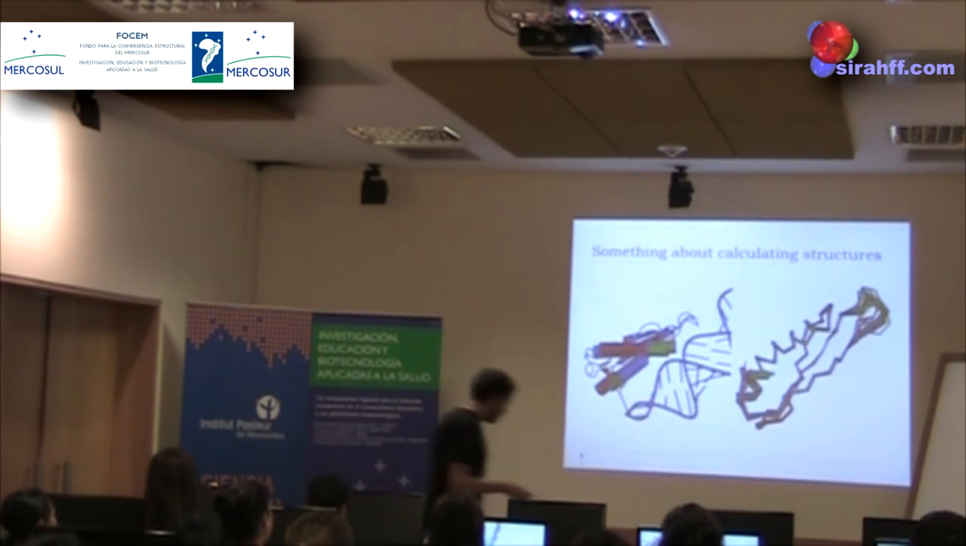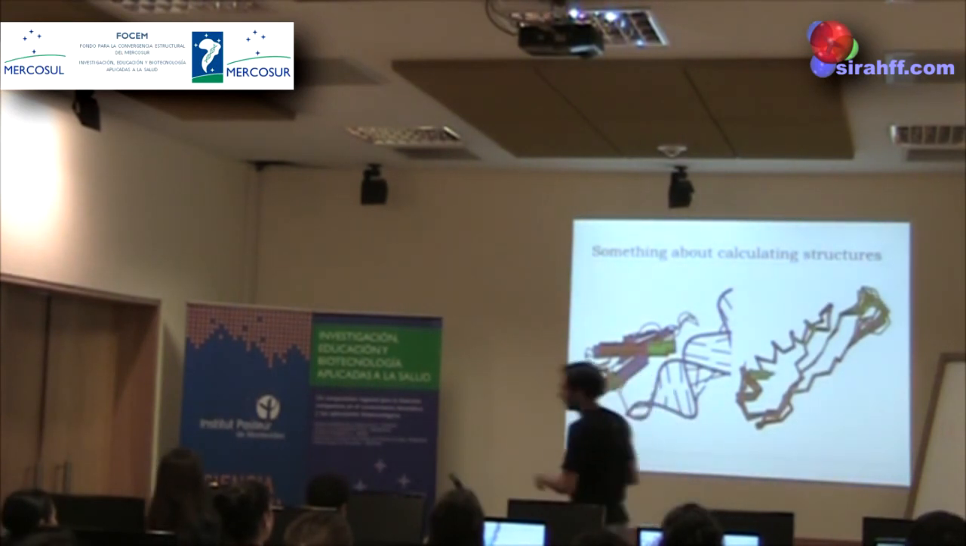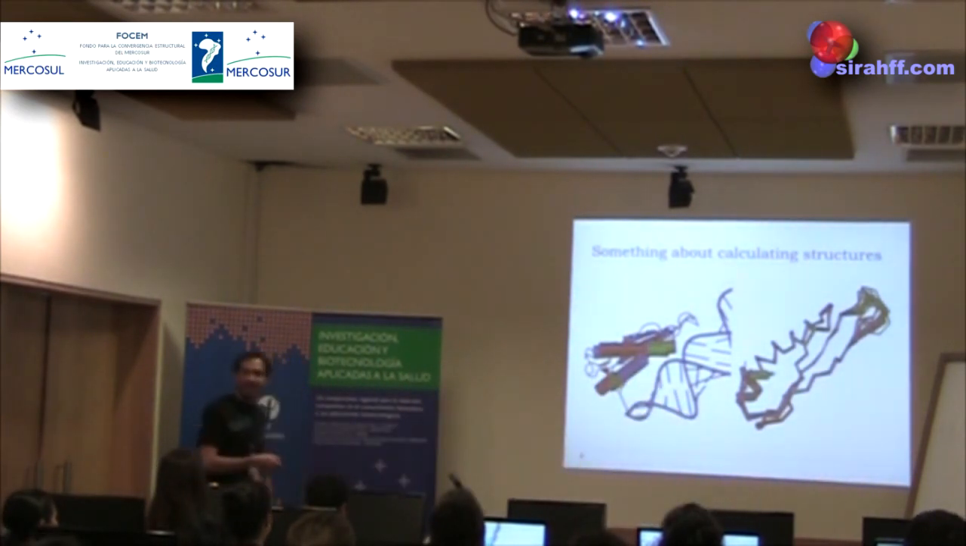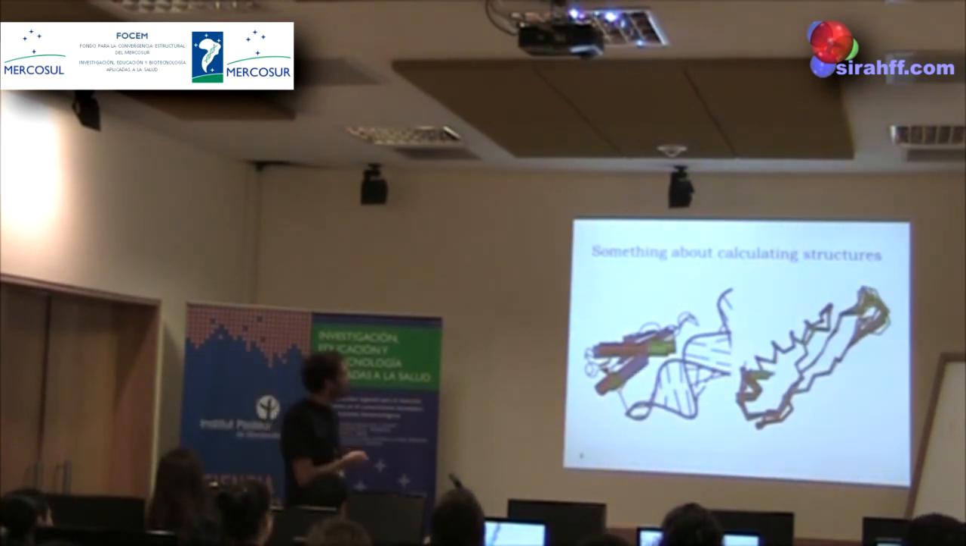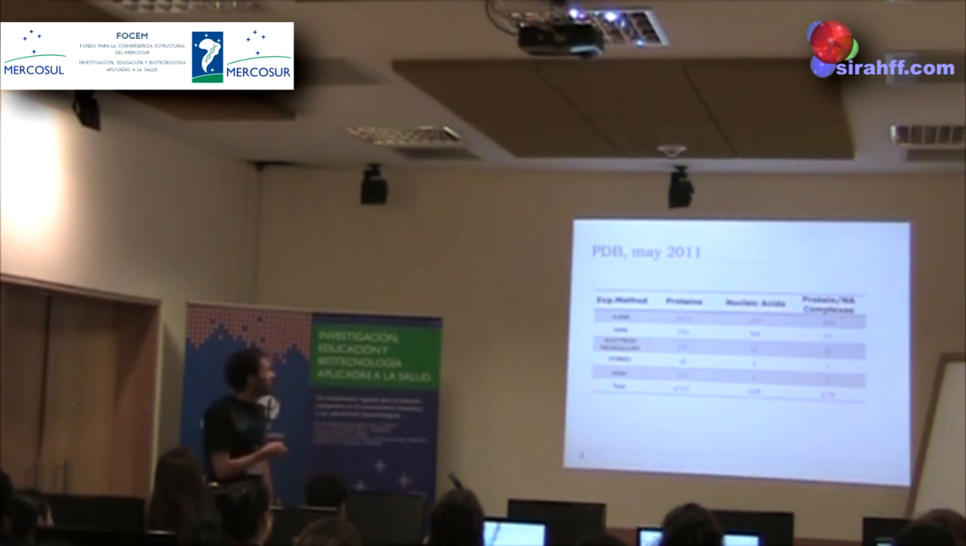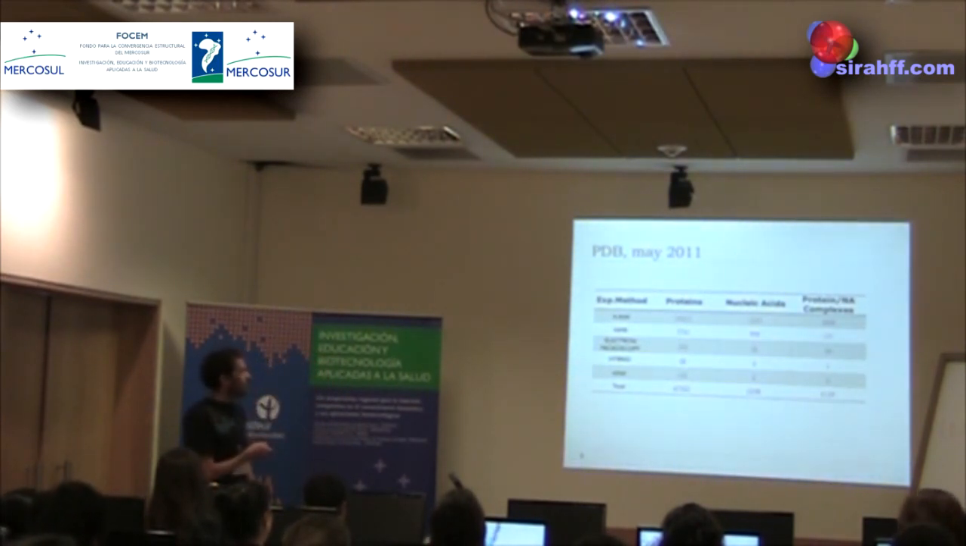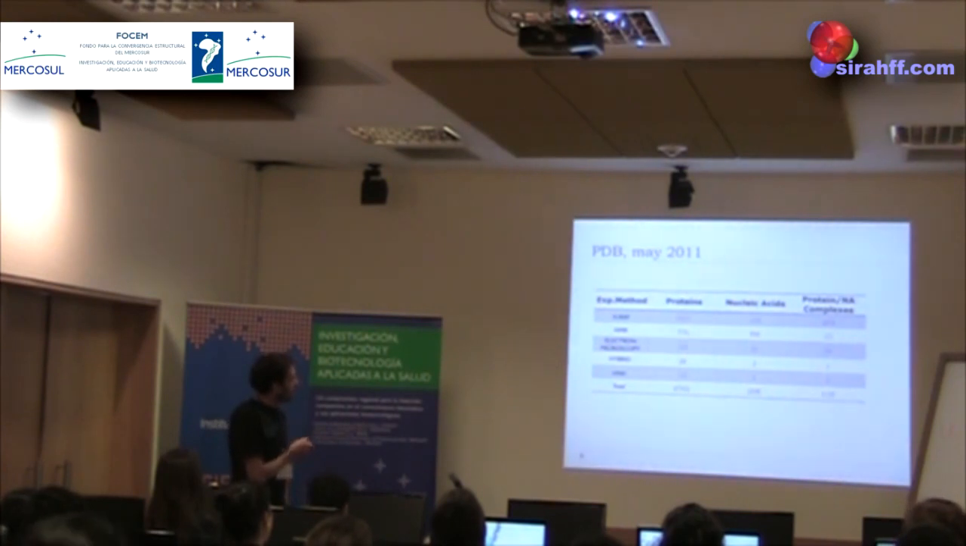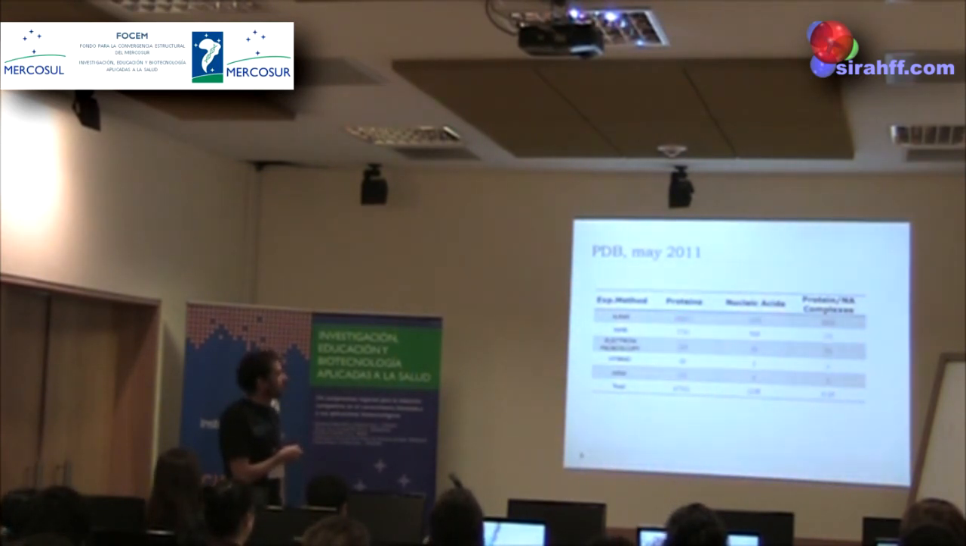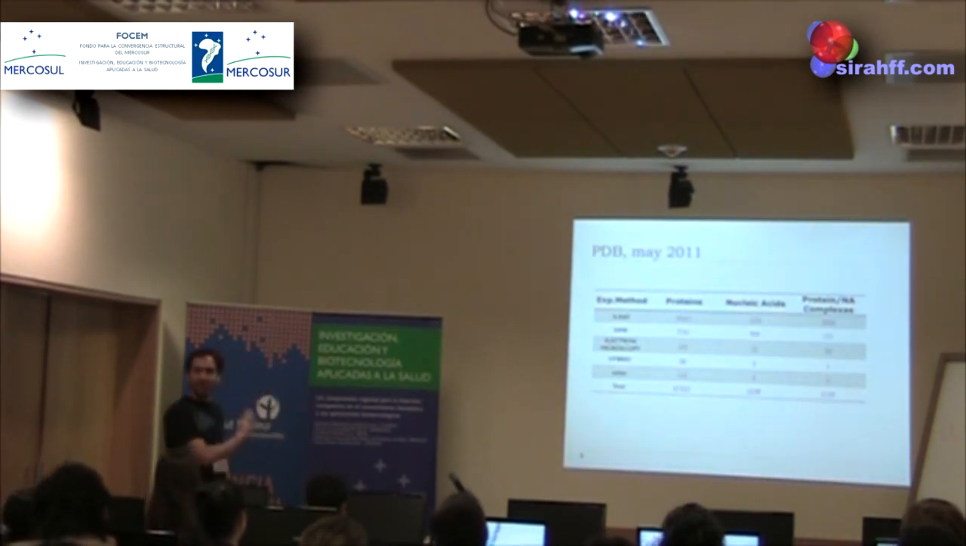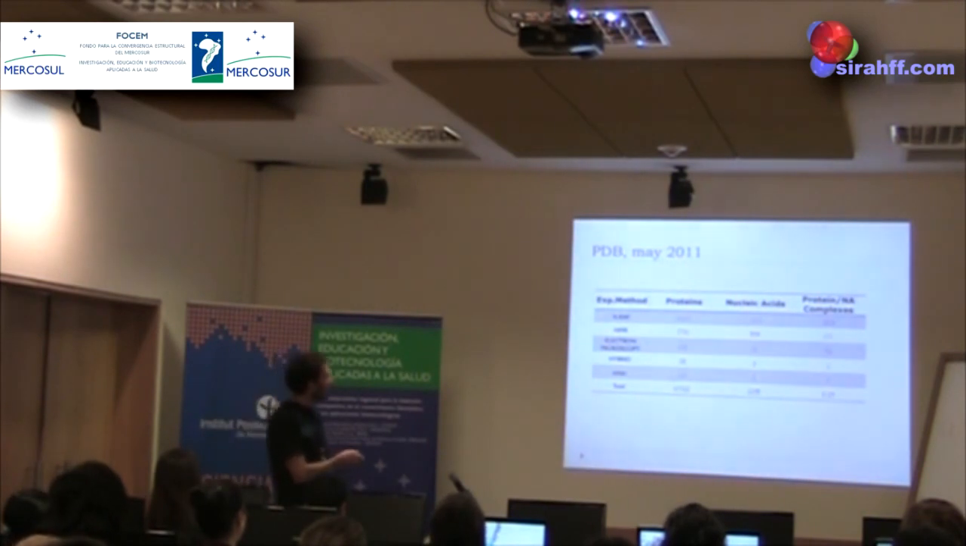Well, I will spend just 5 minutes on what I think you expected to be the main part, which is how to calculate the structure of proteins in NMR. Why I don't want to spend much time is because these are the statistics of the PDB in terms of structures in May 2011. Almost 50,000 X-ray, 7,000 NMR. It's a tenfold difference. So you can see NMR is not the technique of choice for solving structures.